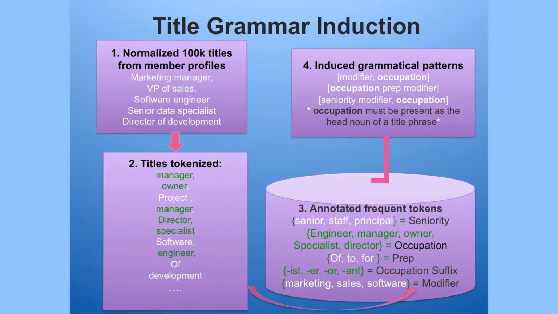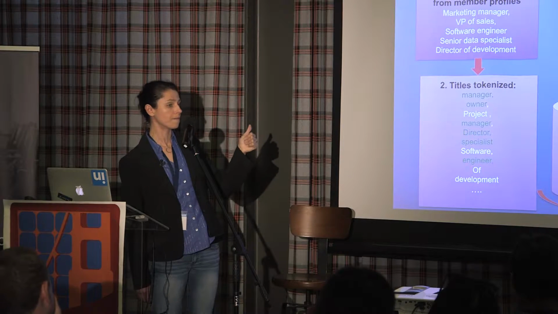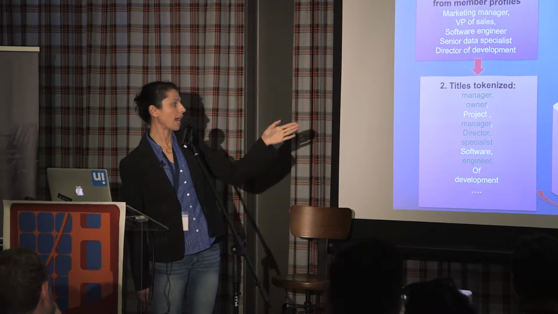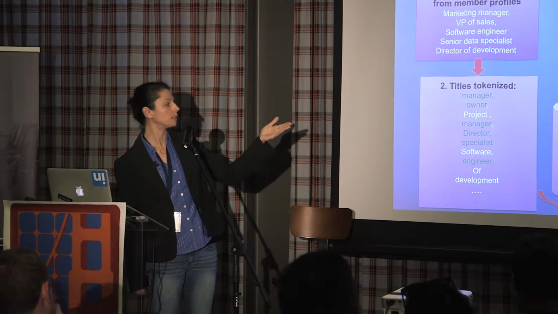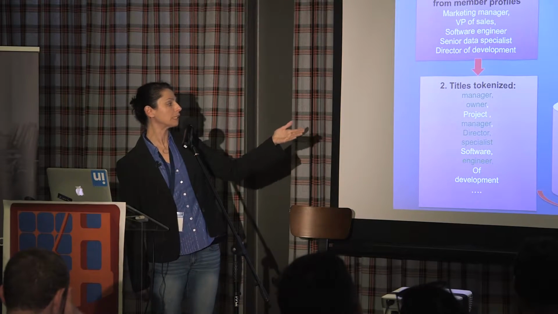So it's very simple. We will start with about 100,000 titles from member profiles. These are things like marketing manager, VP of sales, software engineer, senior data specialist, director of development, and we will tokenize them into tokens like manager, owner, project manager, director, specialist, etc. And then we will annotate frequent tokens with a very few select types of annotations. Only the top 200 or 500 tokens we will take. And we will only look for seniority words, which are very stable. They do not change, like senior, staff, and principal. Very rarely does a new seniority marker come into the language. They're almost like prepositions, which we also look at. And of course, we're going to look for the high-frequency occupation words.